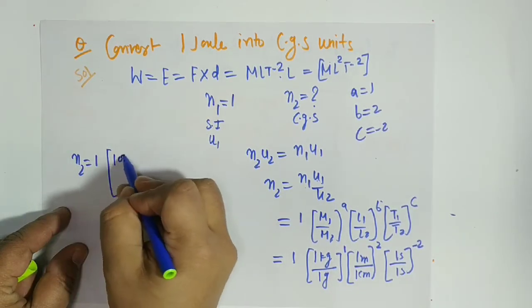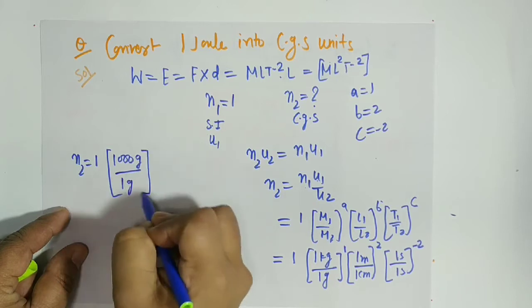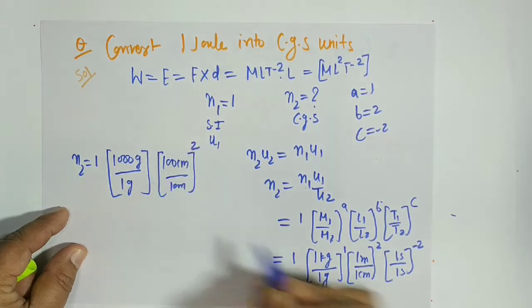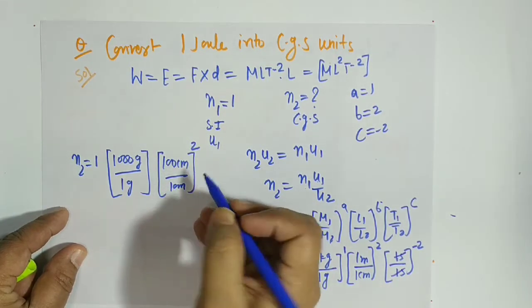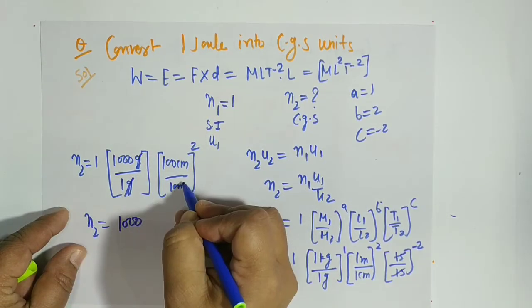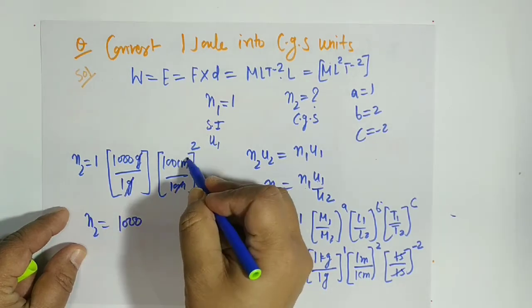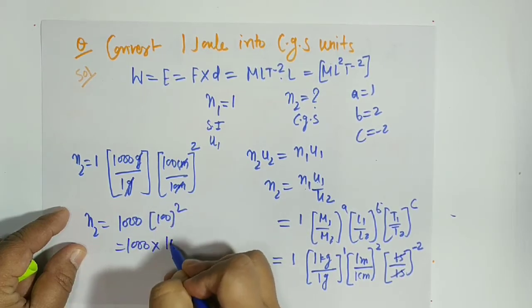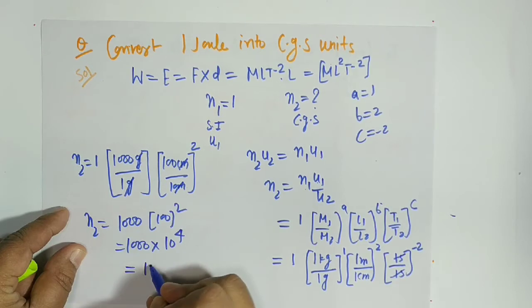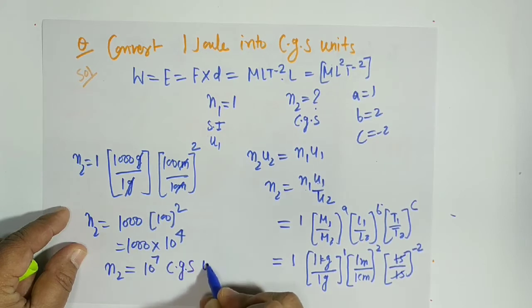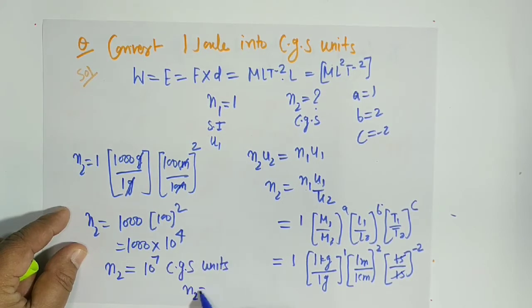Now 1 kg can be written as 1000 gram. 1 meter can be written as 100 centimeter, squared. And the 1 will cancel out. So simply it will be 1000, then 100 squared, then 1000 times 10 to the power 4. So it is 10 to the power 7 CGS units. Or we can say that N2 is 10 to the power 7 ergs.